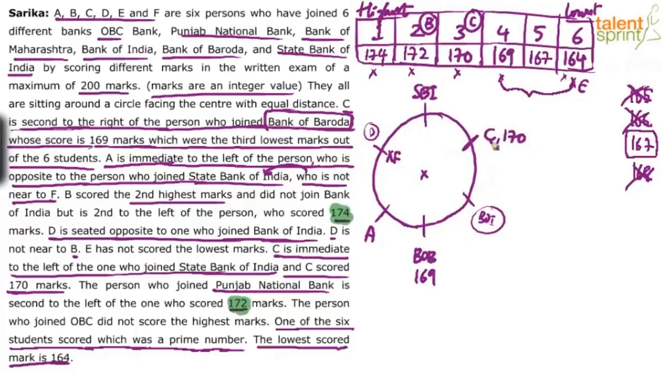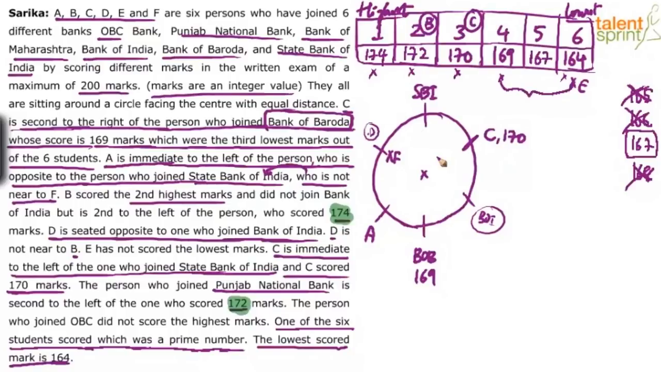Can D come here? Not possible, because this has been occupied by C already. Can D come here? Yes, D can come here as well. Because if D comes here, Bank of Baroda goes there. So basically, these 2 diagonally opposite positions are where D and Bank of India are fixed. Yes or no? These 2 positions are fixed for D and Bank of India. If D comes here, then Bank of India comes here, or vice versa, right?